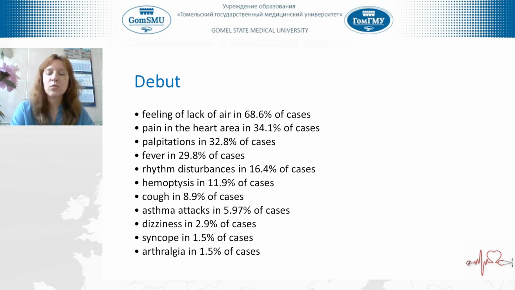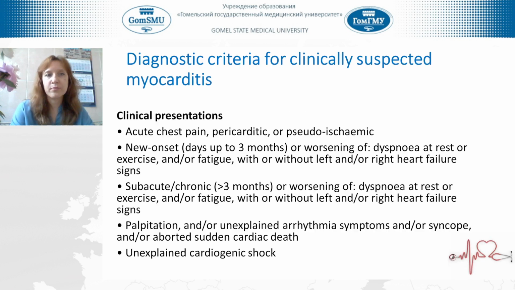In the debut of myocarditis there can be a feeling of lack of air in about 70% of cases, pain in the chest area, palpitation, fever, breathing disturbances, emesis, cough, asthma attack, dizziness, syncope, and arthralgia. So you can see the prevalence here: first is the feeling of lack of air, second is pain in the heart, and third is palpitation. And then you can think about myocarditis according to these clinical signs.